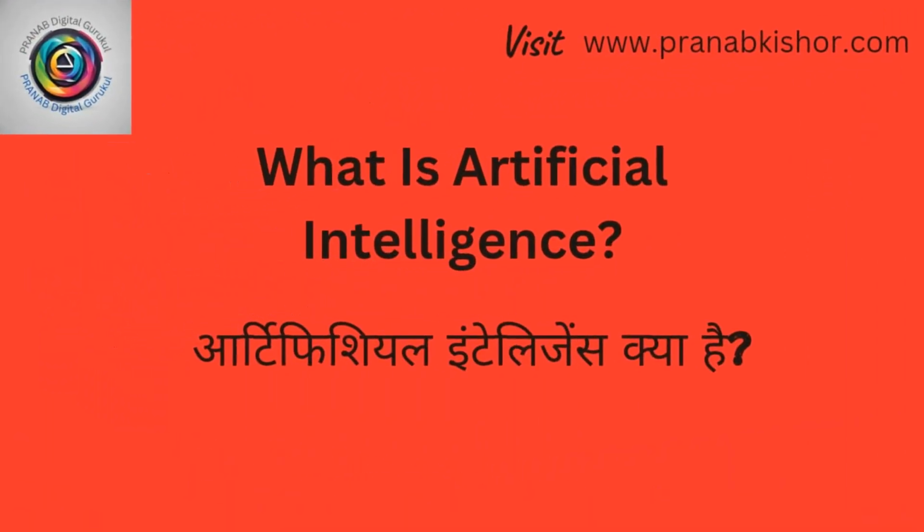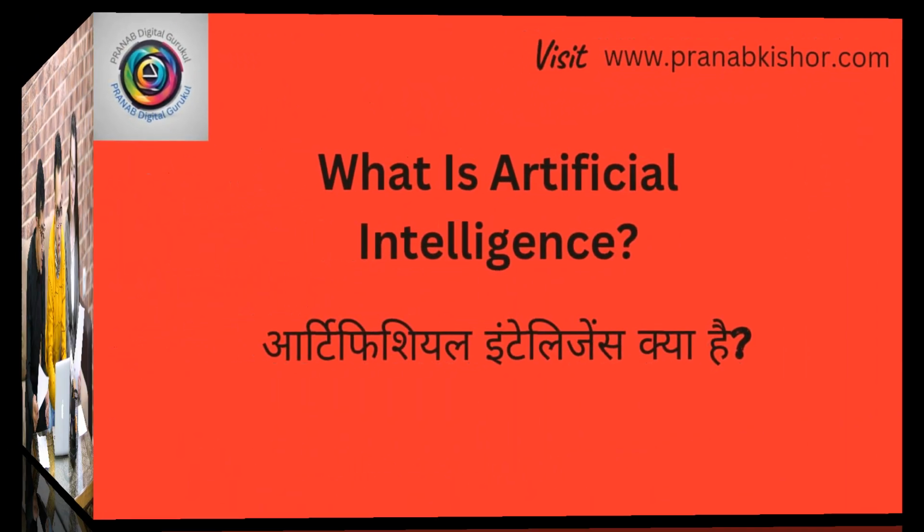Let's start with a simple question: what is AI? Artificial intelligence, or AI, is a type of computer technology that can perform tasks usually requiring human intelligence. These tasks could be things like recognizing faces, understanding language, solving problems, or even making decisions. AI is like teaching computers to learn from data and experience, so they can improve at specific tasks over time.